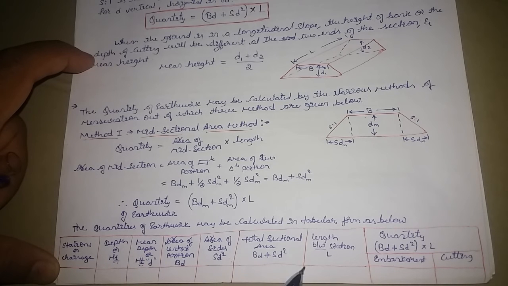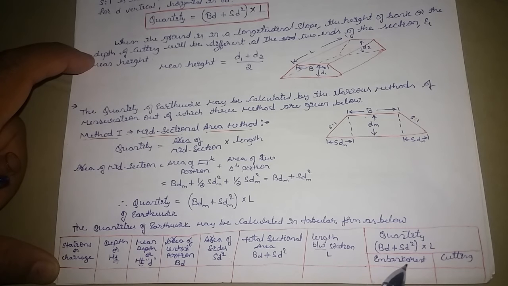We need to draw this table, and then write down the chainage or station, the depth of that particular station, its mean depth, the area of the central portion BD, then the area of the sides, SD square. After getting all these values, we need to find the total sectional area, BD plus SD square, in a separate column. Then the length between the stations. When you write out the chainage, you will get that station length, which we tabulate here. After that, the sectional area into length gives the quantity.